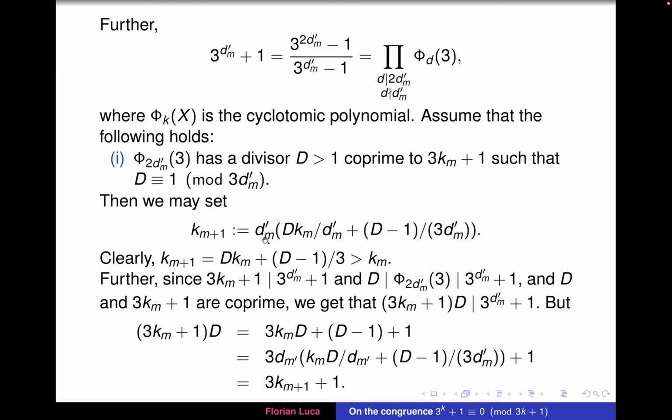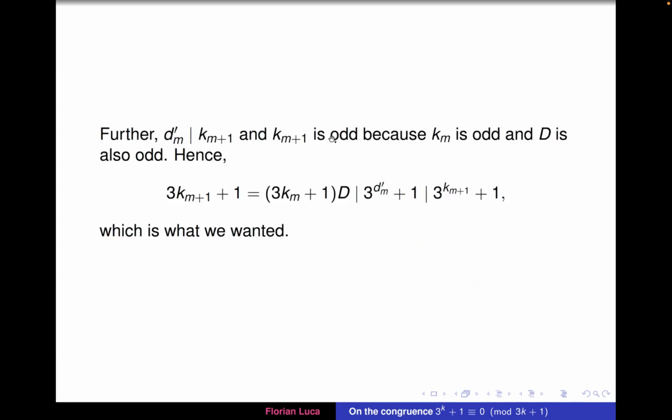And the last step is to notice that d sub m prime is a divisor of k sub m plus 1, and k sub m plus 1 is odd, and so is d sub m prime. So because of this, it means that 3 to the d sub m prime plus 1, which was a multiple of 3k sub m plus 1, is a divisor of 3 to the power k sub m plus 1, which is what we wanted. Well, that's what we wanted, modulo proving that assertion about the cyclotomic polynomial of index 2 d sub m prime evaluated in 3 containing such a divisor.